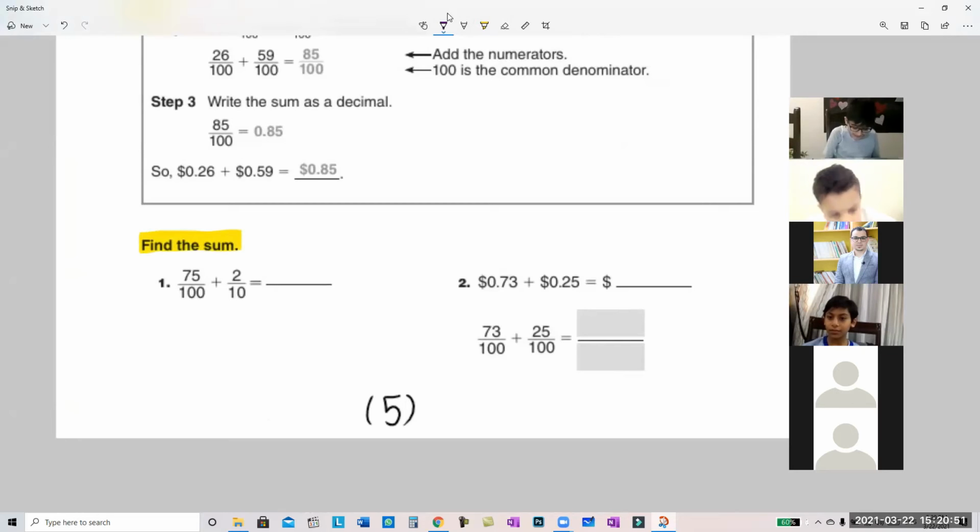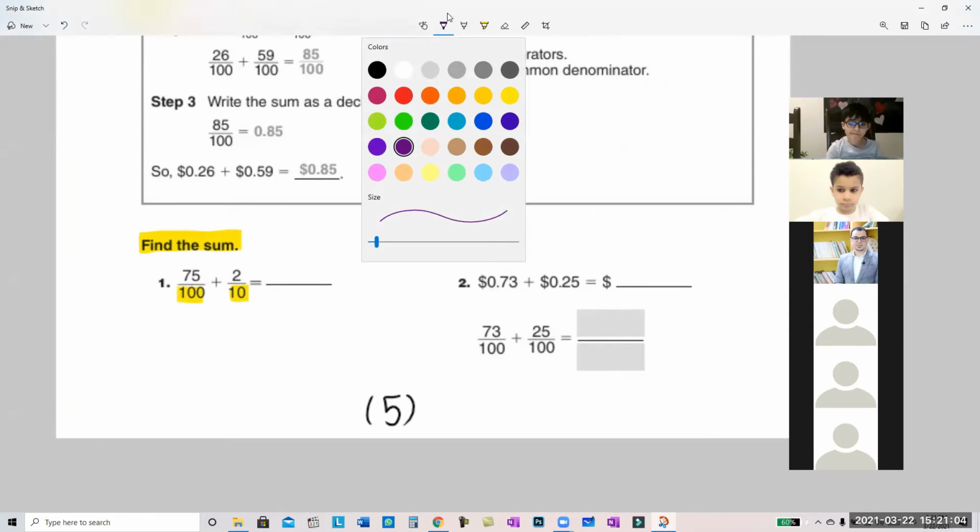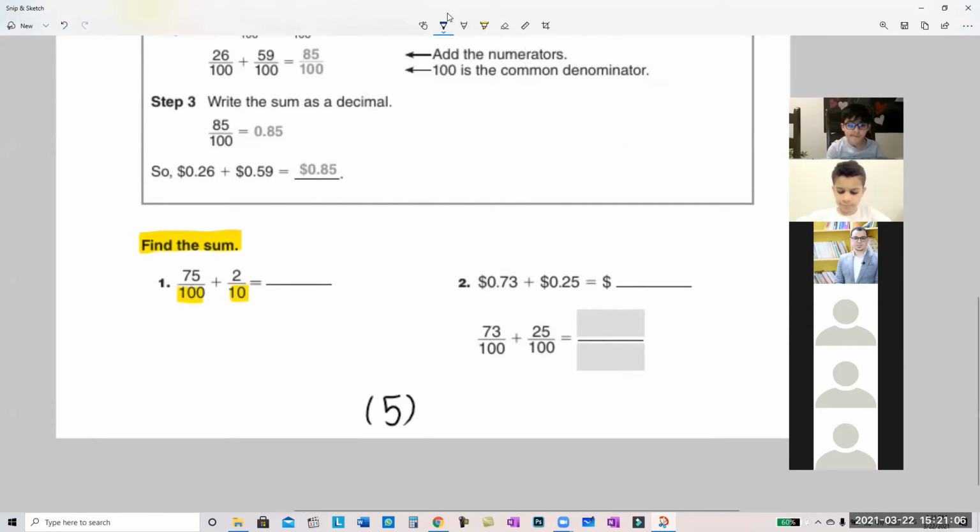Okay, so we have here different denominators, right? We have 100 and we have 10. Can we do the sum like that? No, so you have to give me the same denominator. How can we do that? You have to multiply what by what? By 10.